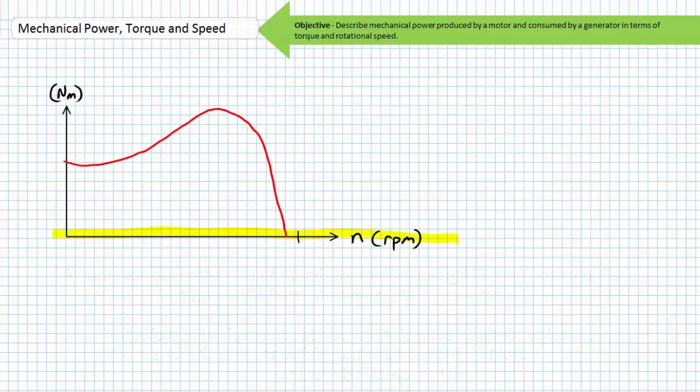Basics first. The horizontal axis is speed. The vertical axis is torque. To read the torque at a specific speed, just walk along the speed axis until you hit that speed of interest. Then walk up till you hit the torque curve. Read the torque on the vertical axis.